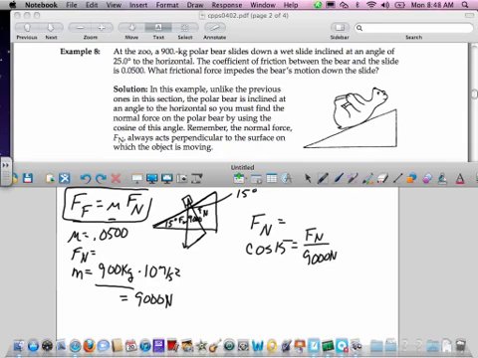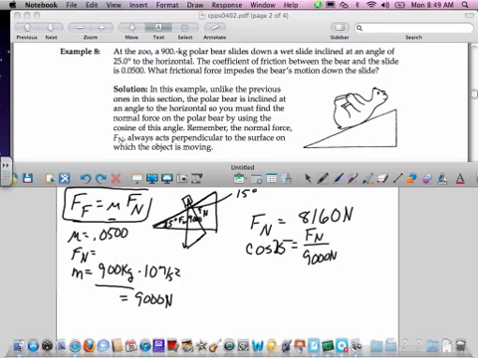Cosine of 15, and apparently that should not be 15. I just don't know how to read here. Sorry about that. That's 25. So anyway, cosine of 25 times 9,000 gives me, for Fn, 8,160 newtons. So punch in 25 cosine times 9,000, I get 8,160.